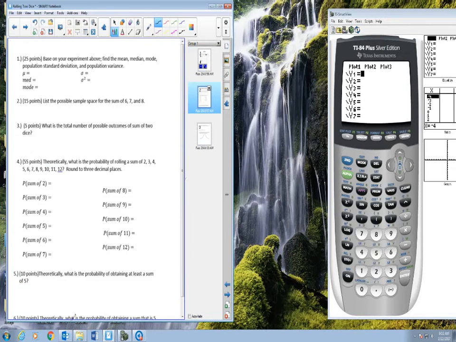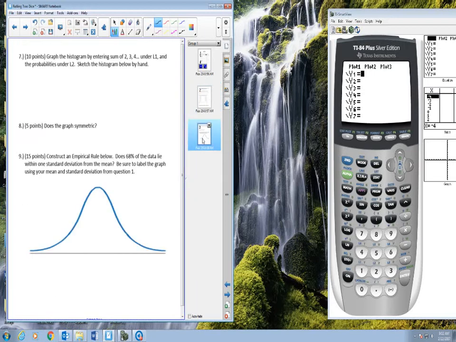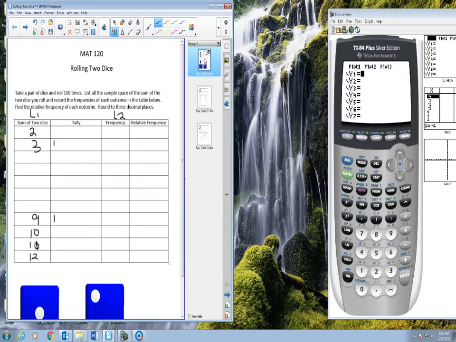And you answer these questions for me, like we discussed in the lecture videos. Now when it comes to the third page, you have to graph number 7. You have to graph the histogram. Enter the sum like you already did, 2 all the way through 12 under L1, and write down your probabilities under L2. Your probabilities are referring to your relative frequency. You can type them in as a fraction or decimal, either way.